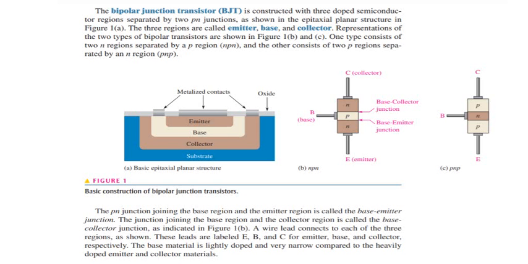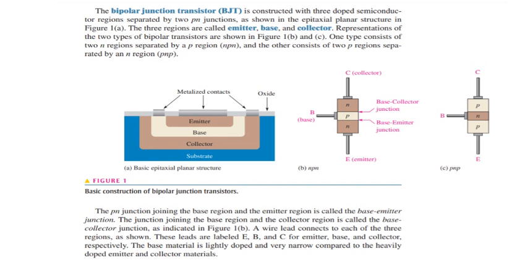First, let me start with what is BJT. BJT stands for bipolar junction transistor. It is constructed of three doped semiconductors separated by two PN junctions. If you look here, this is your emitter, base and collector. The emitter contact is taken here, here the base contact, and this is the collector contact. So we can say it is emitter, base, collector. The base is between the emitter and collector.